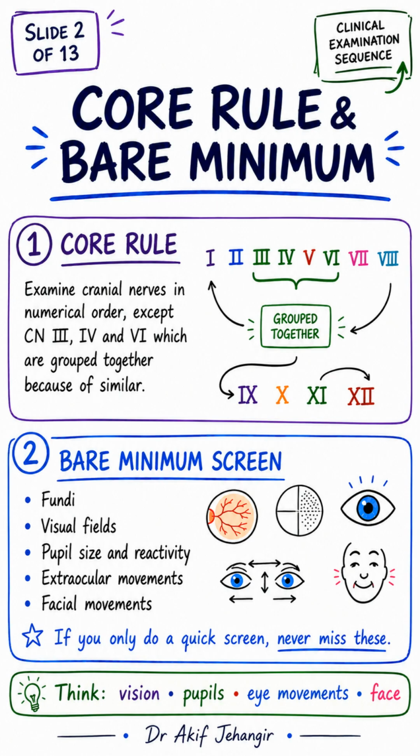Examine cranial nerves in numerical order, except cranial nerves 3, 4, and 6, which are grouped together because they all assess eye movements. And if you are doing only a quick screen, never miss the essentials. Fundi, visual fields, pupil size and reactivity, extraocular movements, and facial movements.